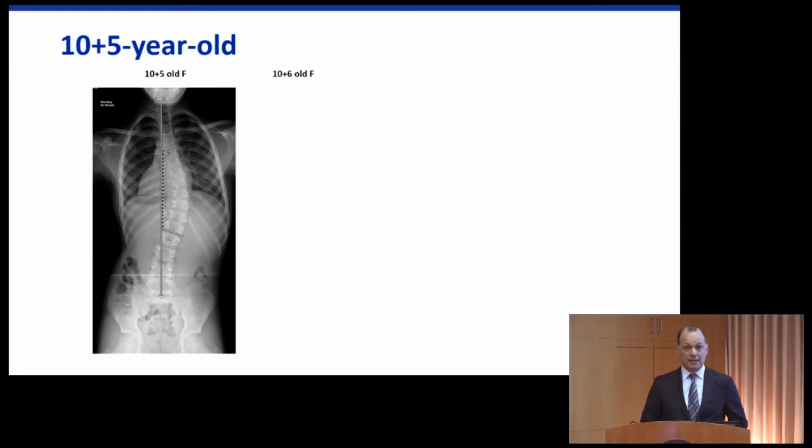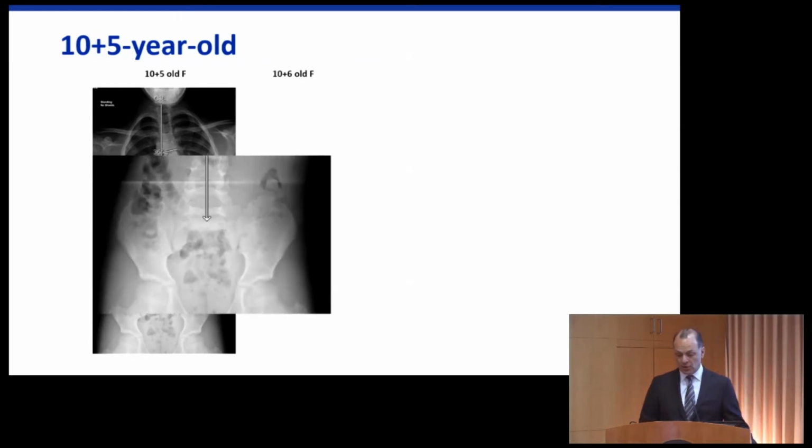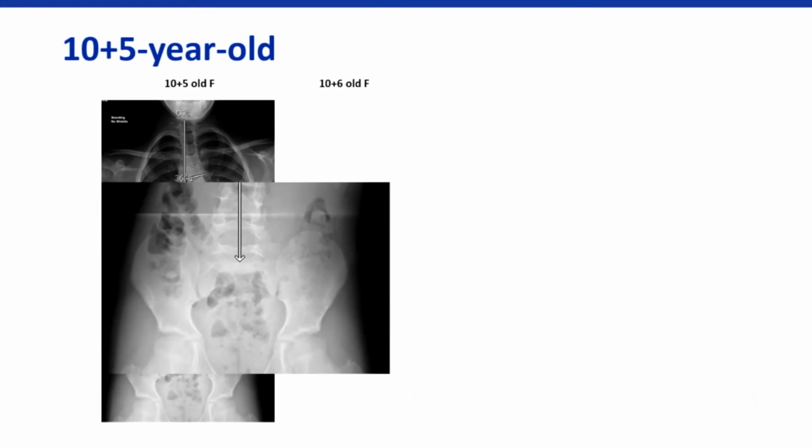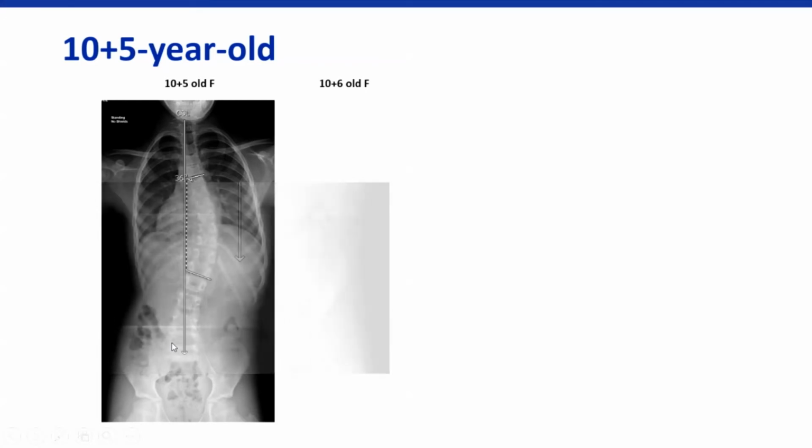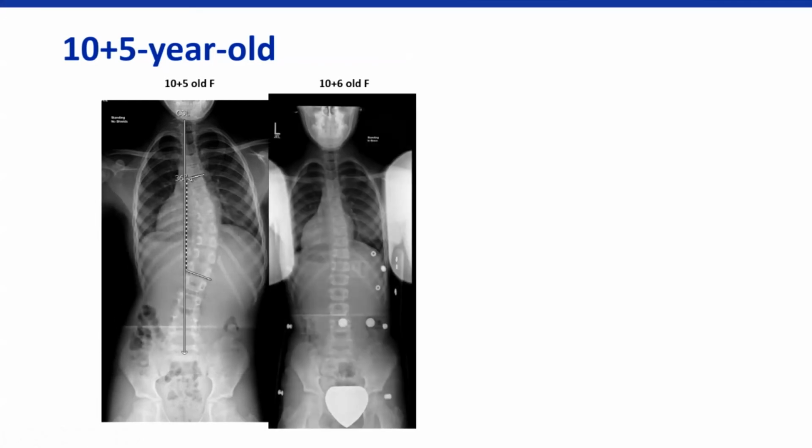And since a 10-and-a-half-year-old child is growing very fast, there's no question with this curve magnitude that this child will go into a brace. So she is very young. You can see that her triradiate cartilage is open. That's the growth plate of the hip socket. And so we know she's growing fast, and we'll talk a little bit about those growth parameters.